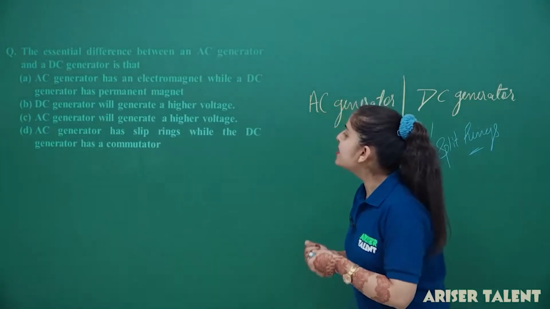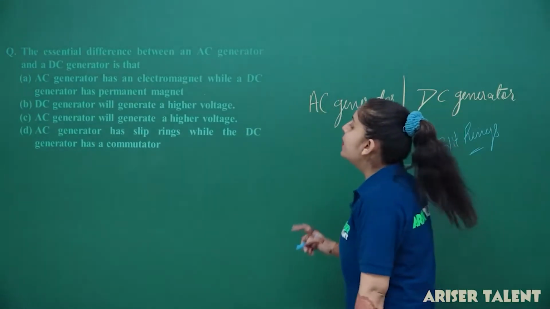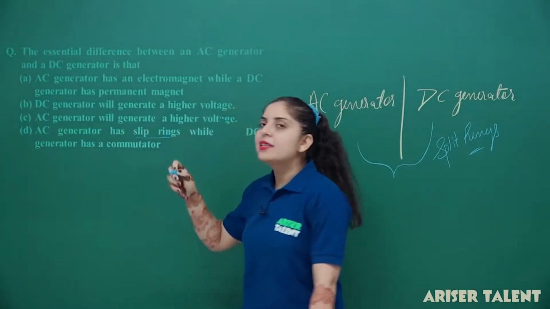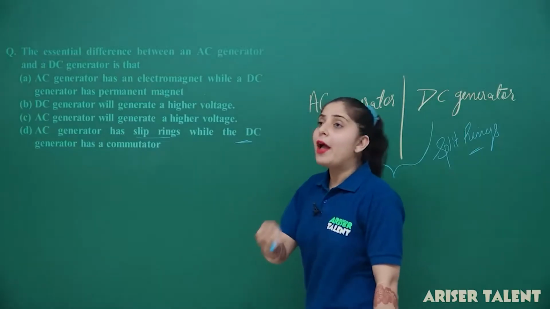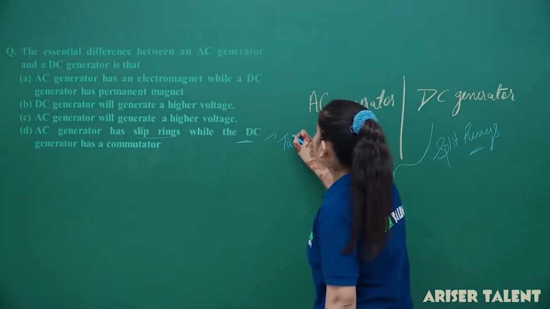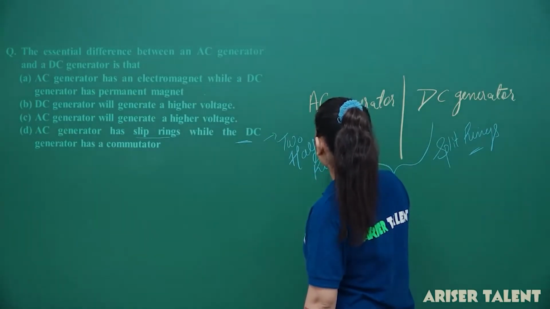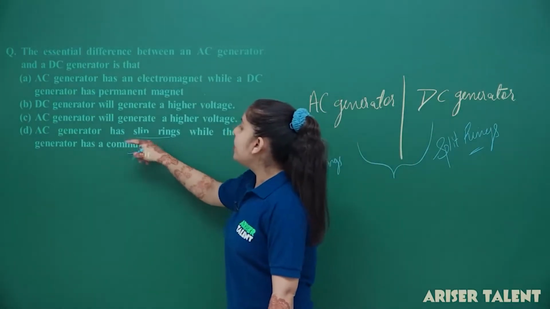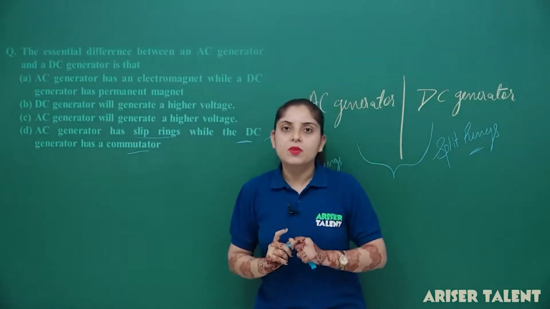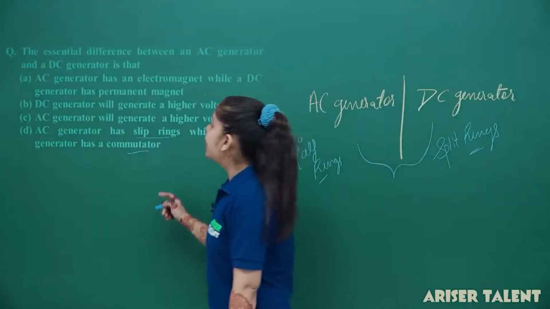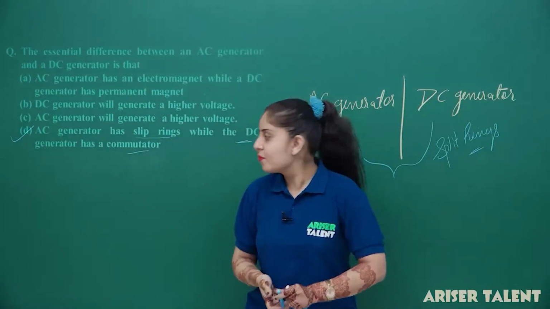AC generator has slip rings while the DC generator has a commutator. So it is the only difference, that is due to the slip rings, or we can say the split rings, because in the DC generator we have seen two half rings present there, which are called the commutator. But in case of the AC generator, we have a single ring that is known as the slip ring. So this is the basic difference between AC and DC. So I must say that option number D will be the correct option here.